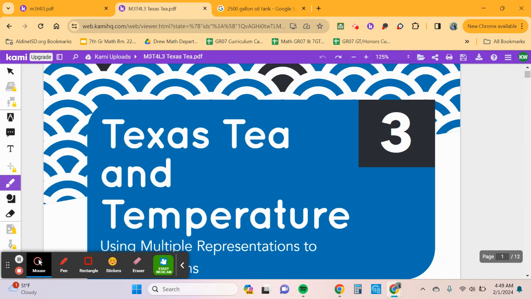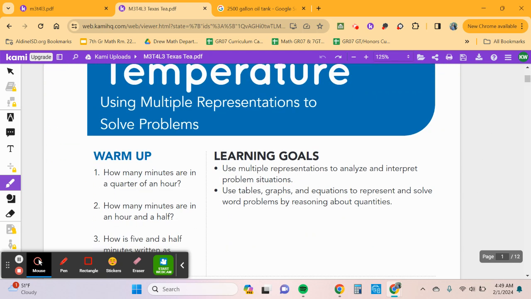This is Module 3, Topic 4, Lesson 3, Texas Tea and Temperature. In this lesson, we will be using multiple representations to analyze and interpret problem situations. And those multiple representations are tables, graphs, and equations to represent and solve word problems by reasoning about their quantities.